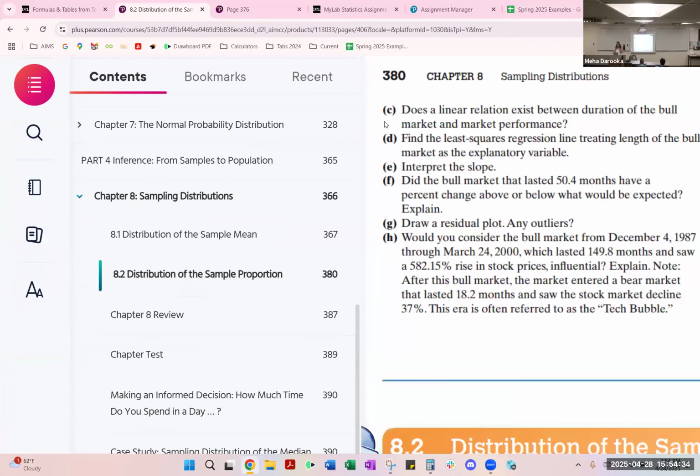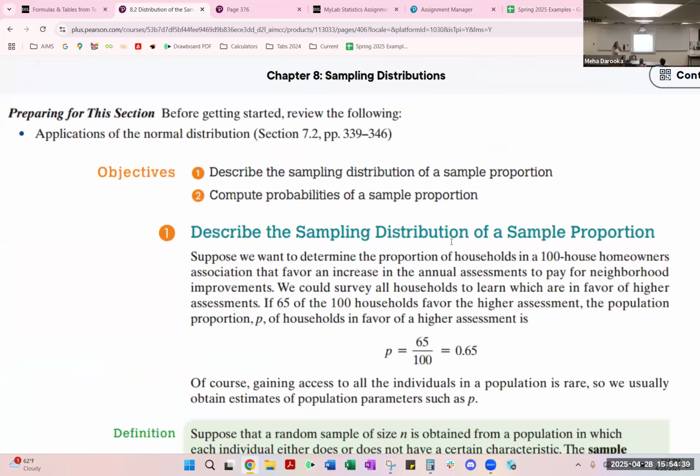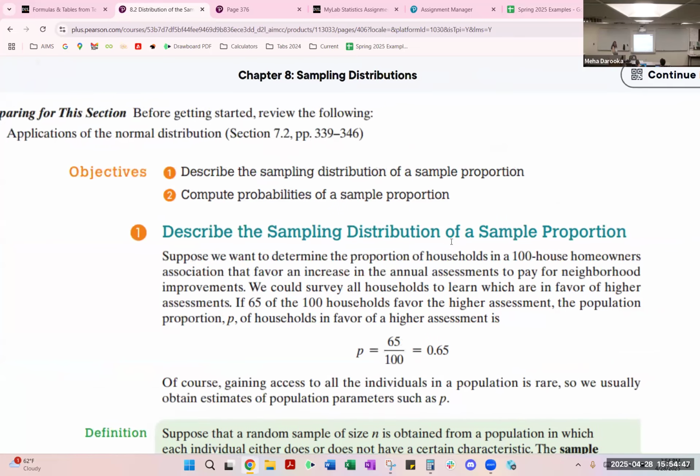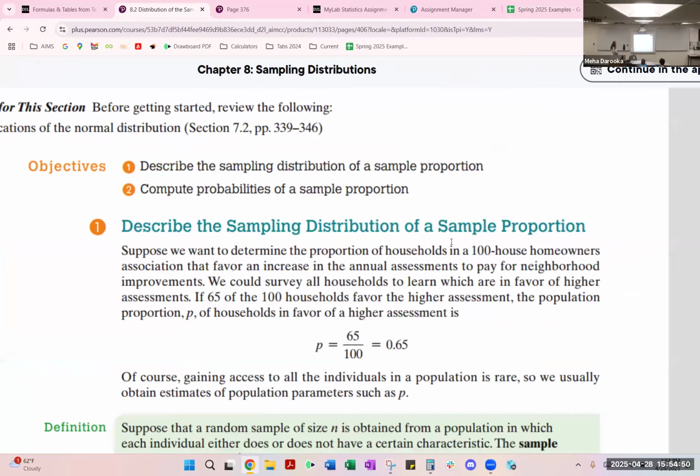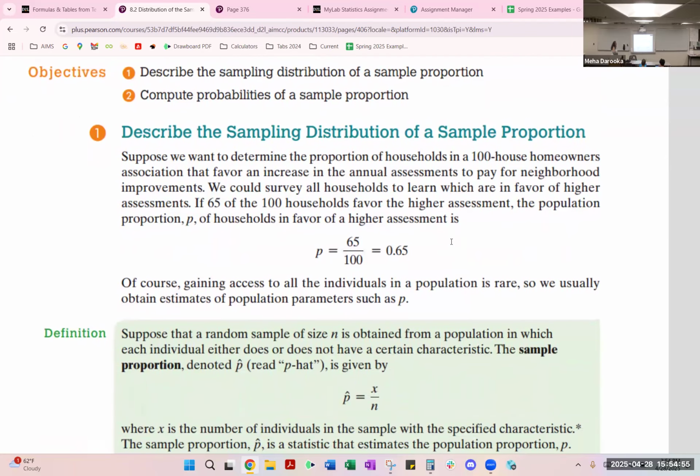All right, so 8.2 here is talking about the same thing, but we're getting into discussions about a sample proportion. So remember, we talked about sample means in section 8.1. Here, we're talking about a sample proportion. As an example, they're saying, suppose we want to determine the proportion of households in a 1,000 house homeowners association that favor an increase in the annual assessments to pay for neighborhood improvements.